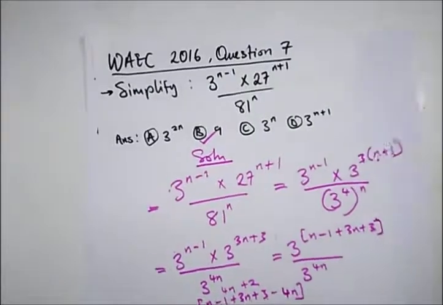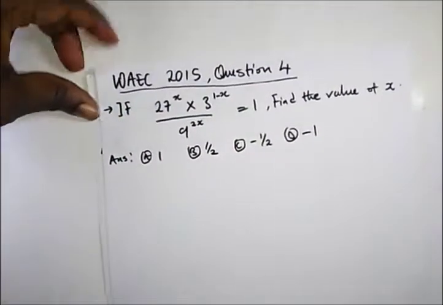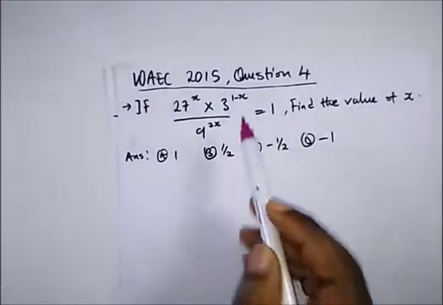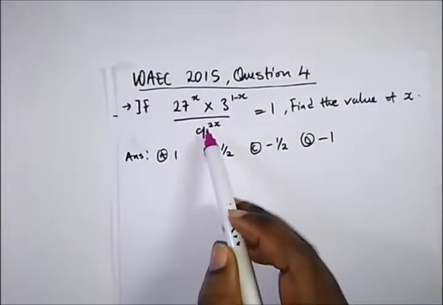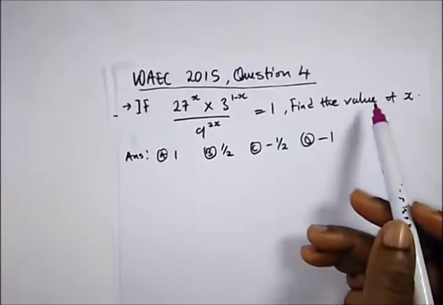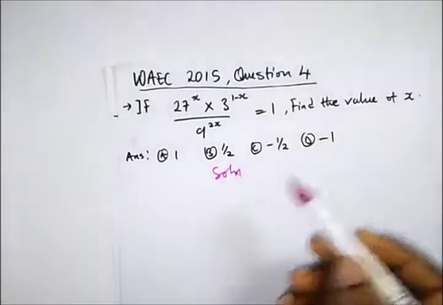Our next question is on WAEC 2015, question 4. It says if 27 to the power x times 3 raised to the power 1 minus x divided by 9 raised to the power 2x is equal to 1, find the value of x. How do we do this? Also, we have to simplify and make it the same base.